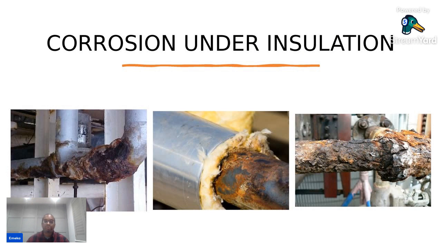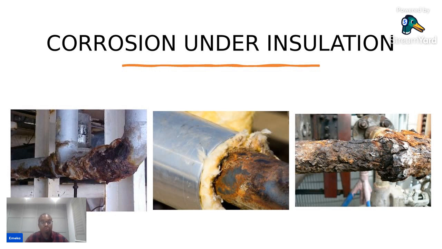The next type of corrosion we're going to be looking at is corrosion under insulation. This type of external corrosion occurs underneath insulation due to water ingress. This type of corrosion is very tricky to find because it's under insulation, so it can remain undetected for a very long time, and by the time you know it, you start having leaks, and this can be very, very catastrophic if that happens.